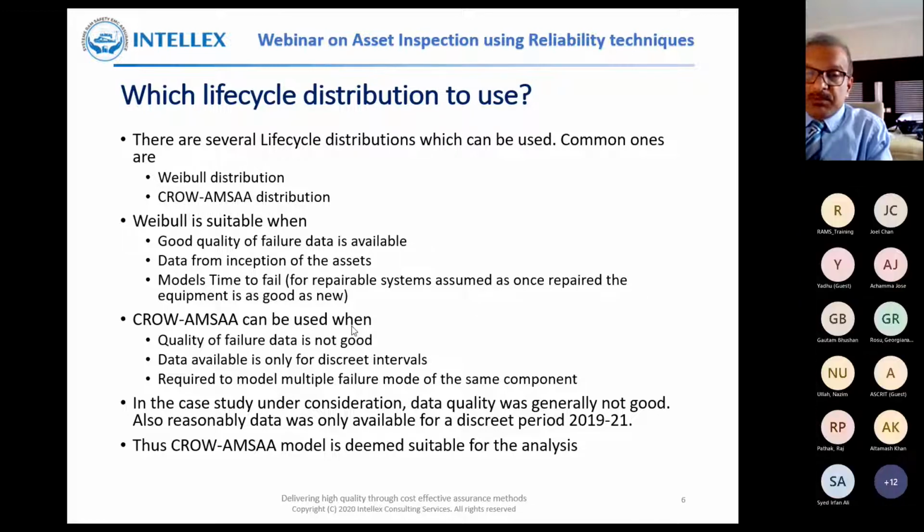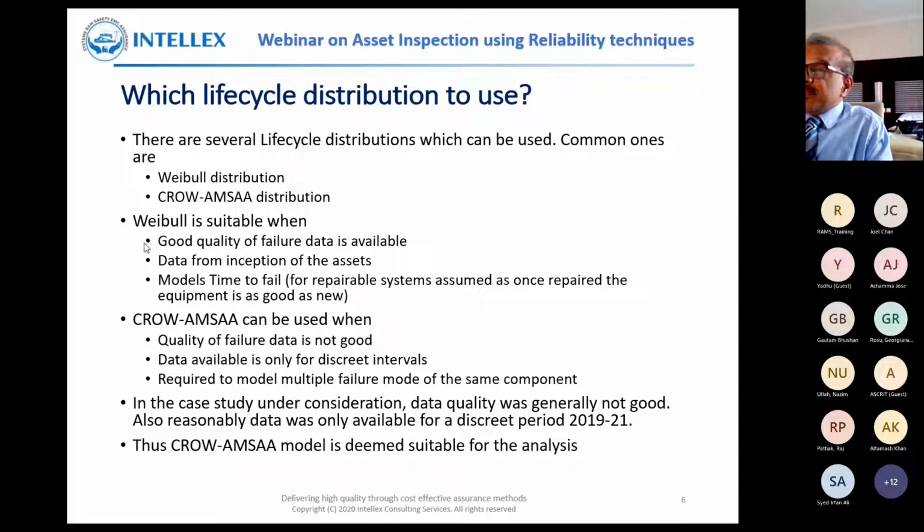CRO-AMSA is used if the quality of failure data is not good, and we have data available only for discrete intervals. Suppose you have only 3 years worth of data which is usable, then Weibull you cannot use, but with CRO-AMSA you can still derive some good, accurate conclusions. And we can model multiple failure modes for the same component. You can have different failure modes, so it doesn't really matter. It still gives you the wear out of the assets, the condition.